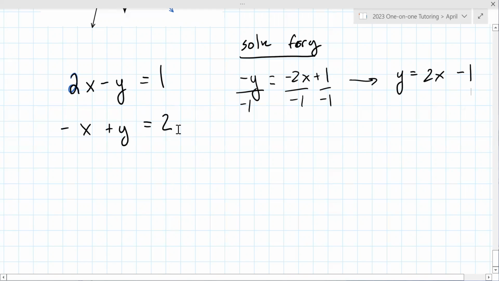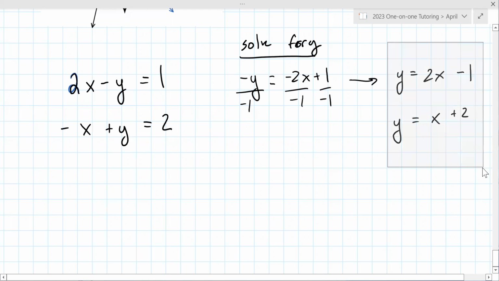Go ahead and try this second one here. The second one's a little bit easier. So y equals x plus 2, or 2 plus x. Yeah, but again, the preference is to write it this way.